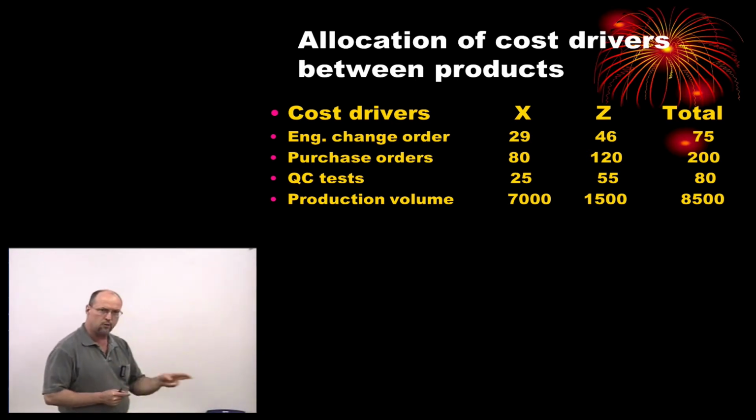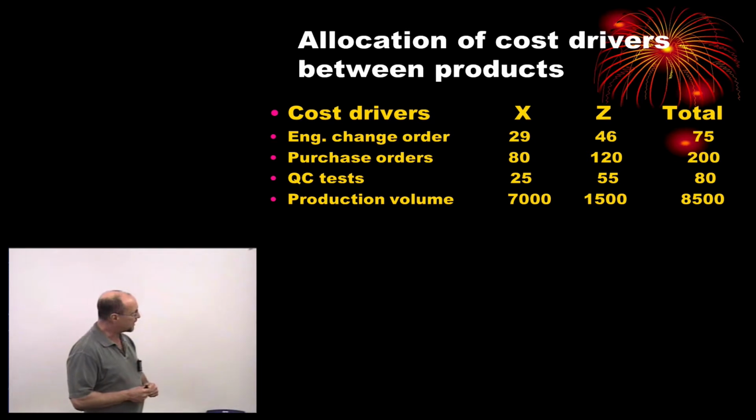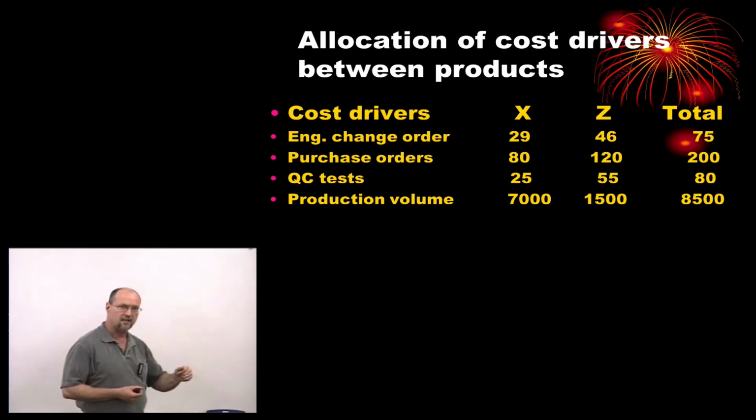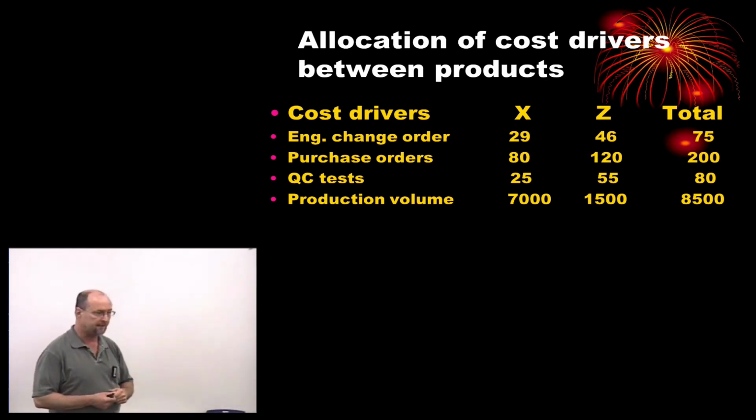There's the split between the two products, X and Z. X required 29 change orders, Z 46. Purchase orders, 80 for X, 120 for Z. Quality control tests, 25 for X, 55 for Z. And we produced 7,000 units of X and 1,500 units of Z, which we saw when we looked at our traditional allocation to determine the cost per unit of overhead.